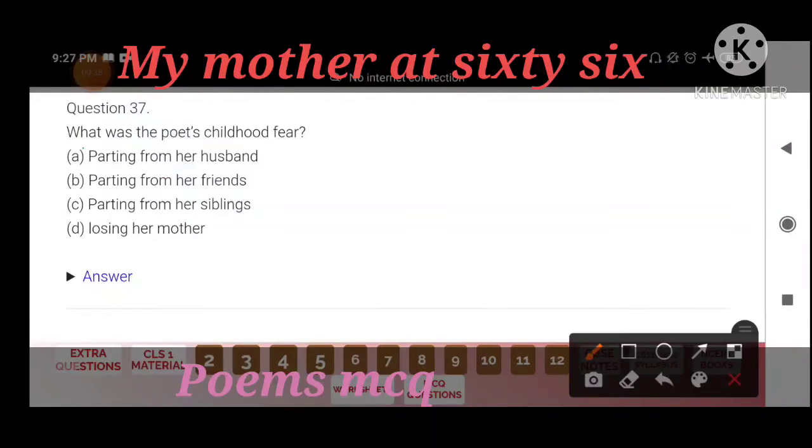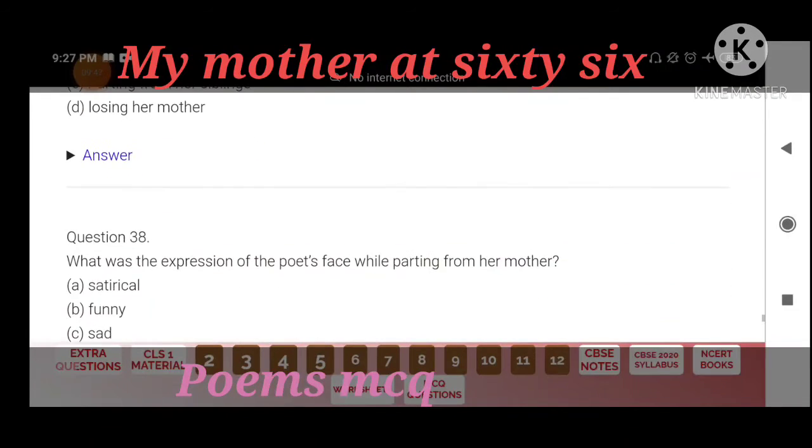What was the poetess' childhood fear? Parting from her husband, from her friends, siblings, or losing her mother? So the answer is losing her mother.